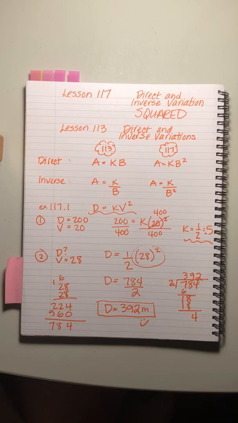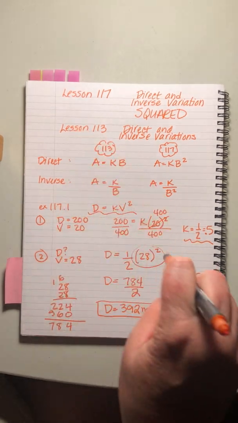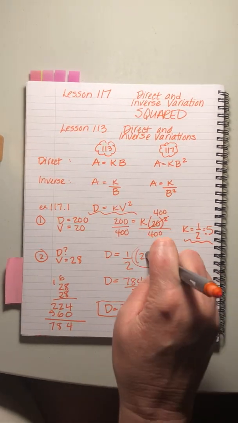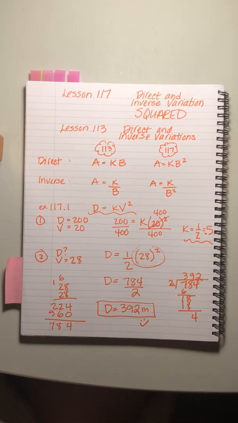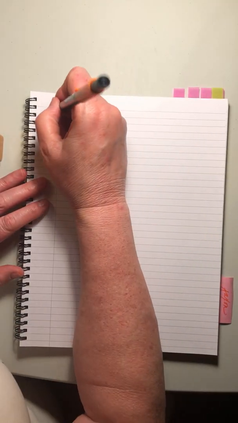Okay, so the only thing that made this problem different than the ones we were doing in 113 is we just have one more step in the simplification process of dealing with the square. So easy. It makes you feel smart, right? It should make you feel smart.